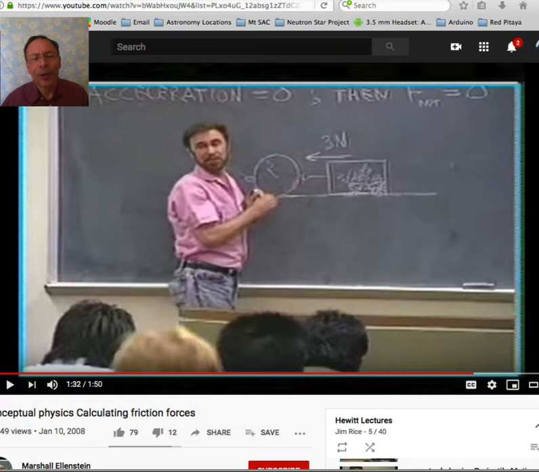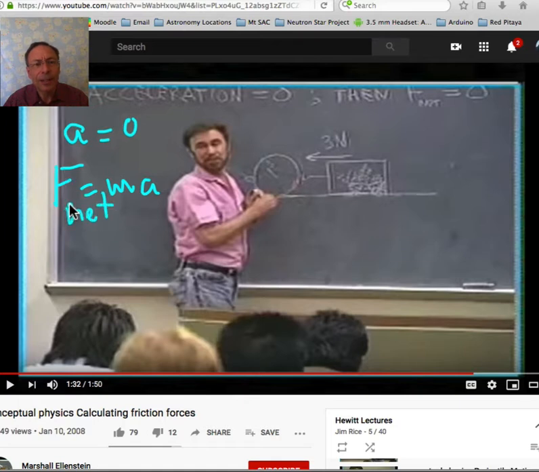So, first thing, the acceleration, he said, was 0. All right, so we have acceleration was 0. So, if the acceleration was 0, that means that the net force was what? Remember Newton's second law says F equals ma, and if a is 0, that means that the net force had to be 0. Okay, so now we know that the net force was 0.